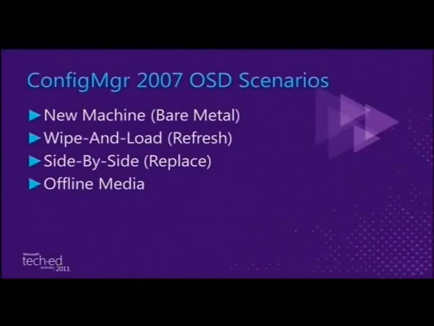The wipe and load that I started is basically when I want to reinstall an existing machine. So I will run USMT to do the backup. I will apply my image. I will make sure all apps that belong to that machine are installed, and then I restore the backup, all part of the sequence.